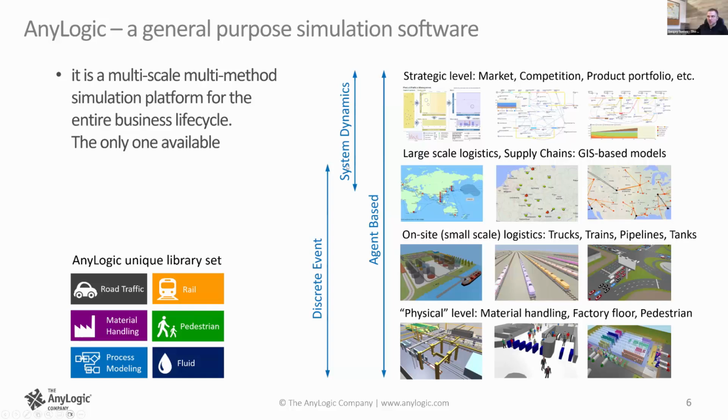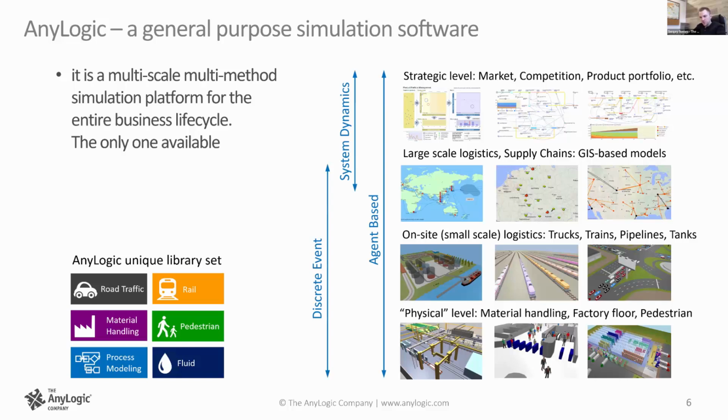So there are three dominant methods, and we support them all in AnyLogic, and that is why we call it multi-method simulation. These three approaches are combined by a unique library set, which includes road traffic library, rail library, material handling library, pedestrian library, process modeling library, and fluid library. So 6 vertical libraries. And it really makes AnyLogic a very flexible and powerful tool, applicable in all these application areas.